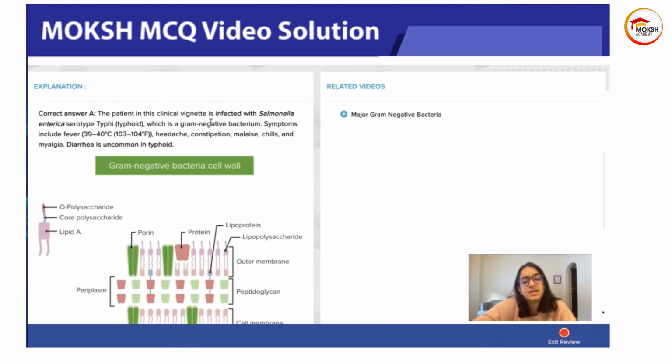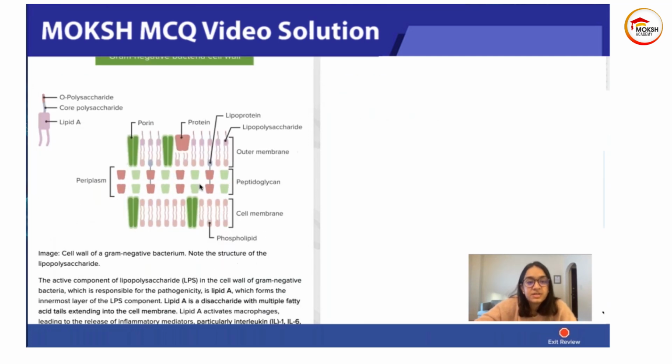So this patient has been infected with Salmonella, which is a gram-negative bacterium. Symptoms are fever, headache, constipation, malaise, chills, myalgia. Diarrhea is uncommon. So this is what the structure of the gram-negative bacterial cell wall looks like. They have an outer membrane, a peptidoglycan layer, and a cell membrane. And the most important component is the lipopolysaccharide layer.